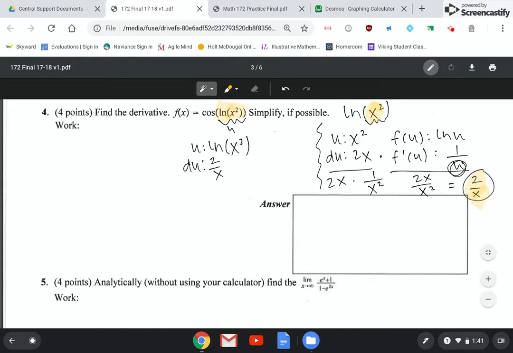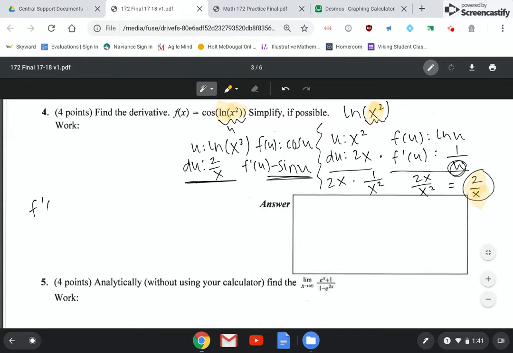If this piece right here is u, then this has to be f of u. So f of u is cosine of u. Because if I were to plug this in for u, I would get my original equation. That's what tells me that I decomposed this correctly. Now, the derivative of cosine is negative sine. So remember, our chain rule says that we take the derivative of u, which is this, and we multiply it by the derivative of f of u.